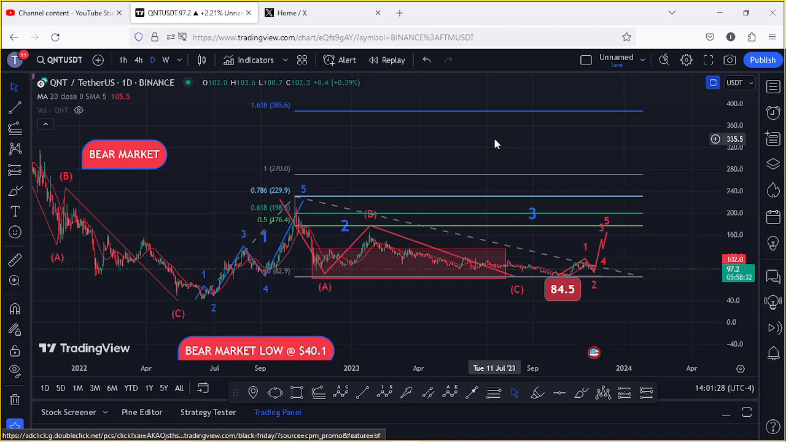So that is what I'm keeping my eyes on the short term and also on the long term here on the QNT chart. And those are my pullback target areas that we need to watch out in the next coming hours.